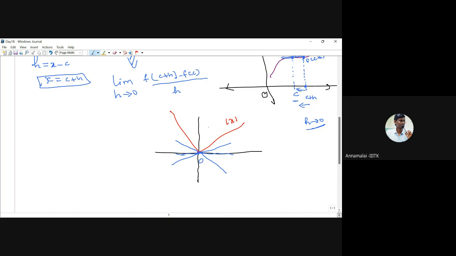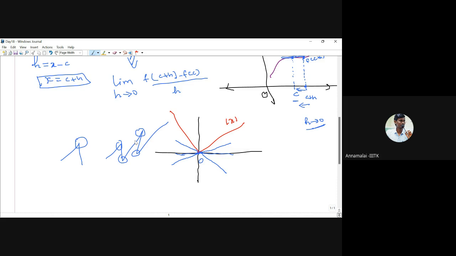So corner means some edge like this. So at this point, the function is not differentiable. Suppose a function like this, it's not differentiable at this point, and this point, all the points, because we can draw more than one tangent at those points. Okay, so this geometrically says whether a function is differentiable or not.